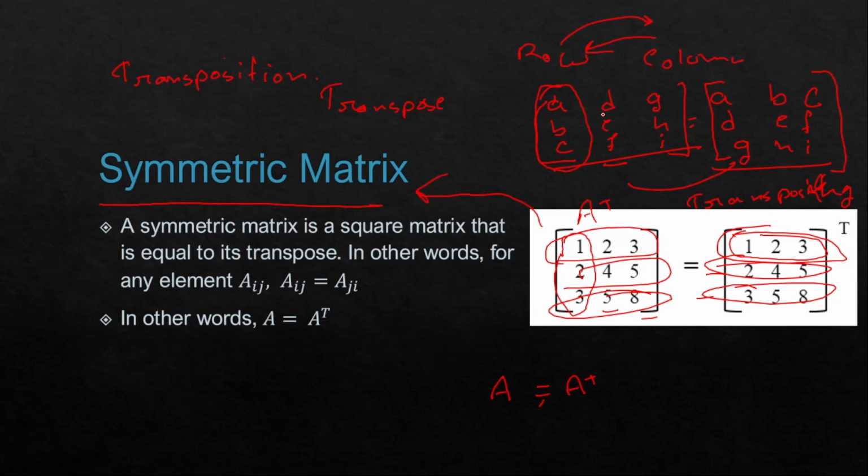But the matrix I wrote here, ADG and ABC, is not the same. They are not the same. That means they are not a symmetric matrix. In other words, A equals A^T. We write the transpose of a matrix as A^T, with T in superscript.